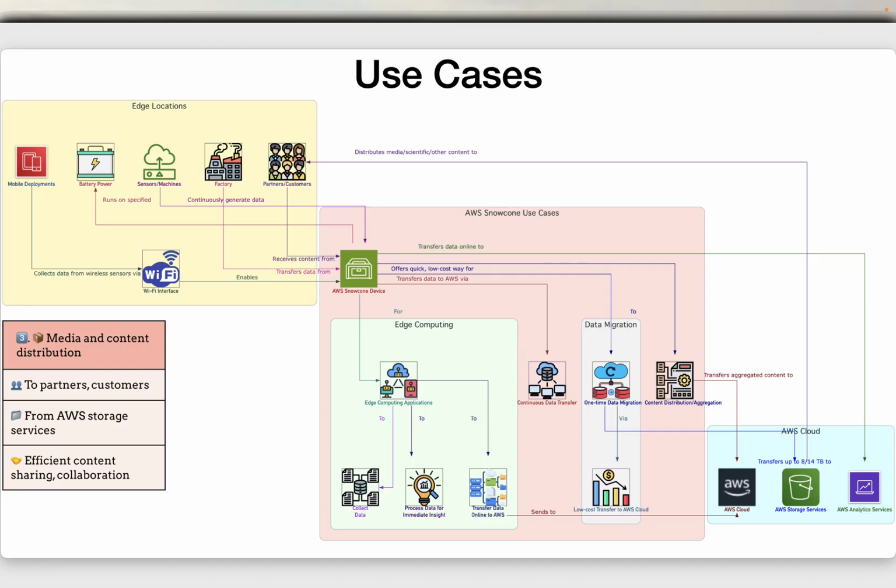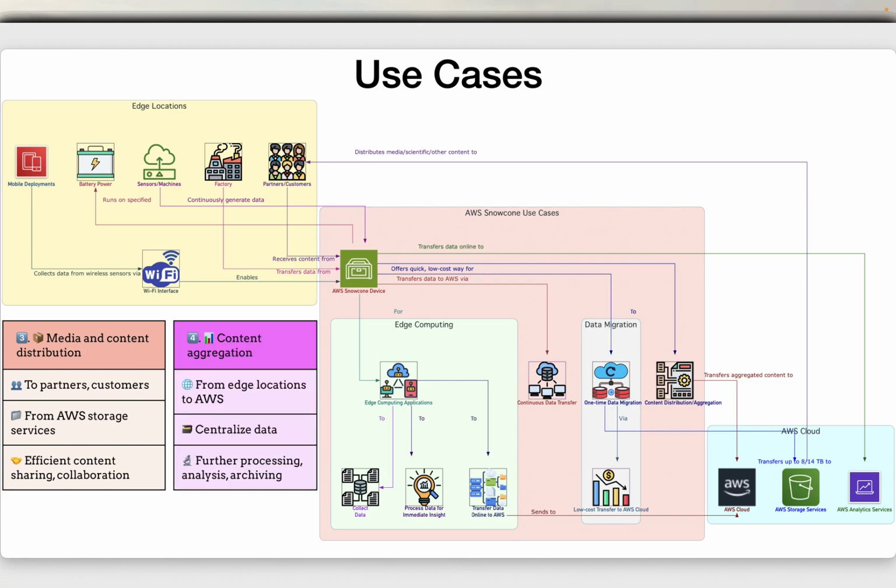With Snowcone, you can distribute various types of content such as media files, scientific data, or other relevant information from AWS storage services directly to your partners and customers, facilitating efficient content sharing and collaboration. Snowcone also allows you to aggregate content by transferring media, scientific or other data from your edge locations to AWS, thus centralizing your data and enabling further analysis, processing, or archiving in the cloud.